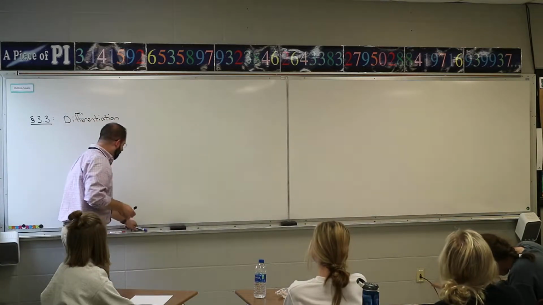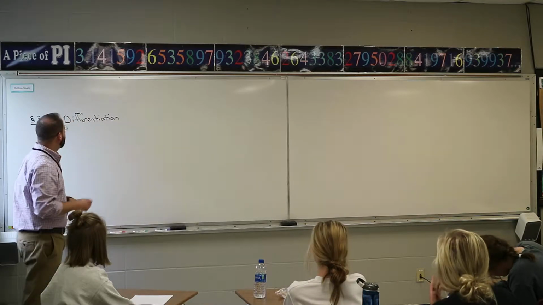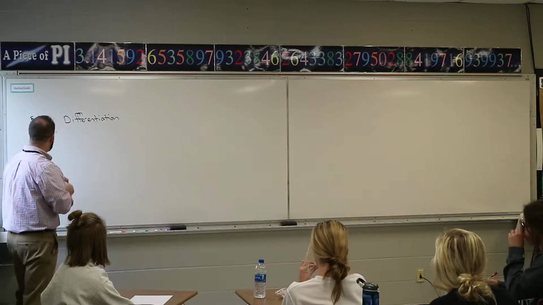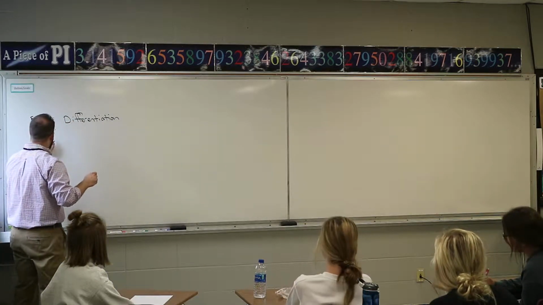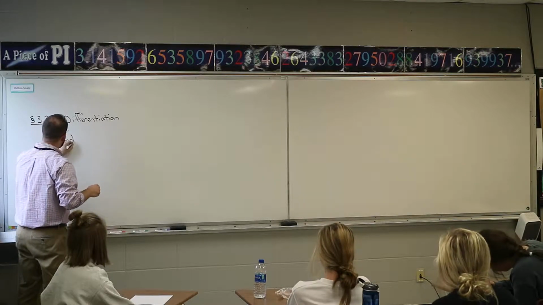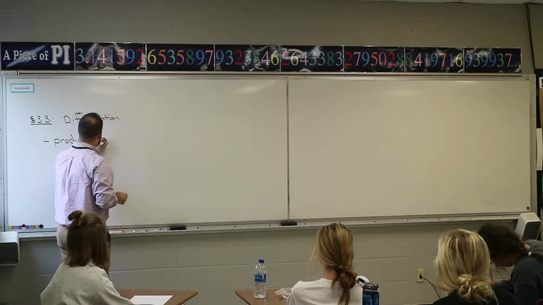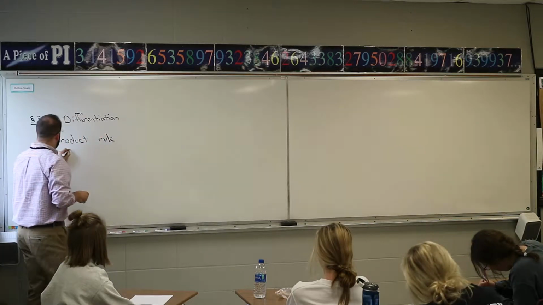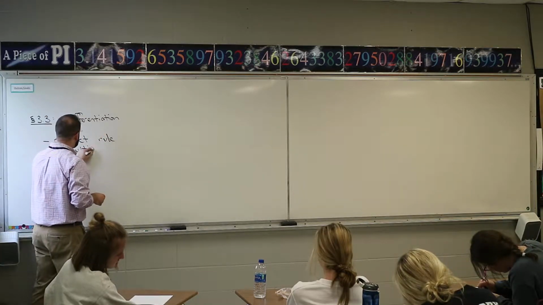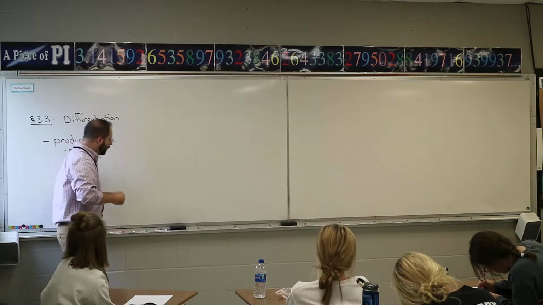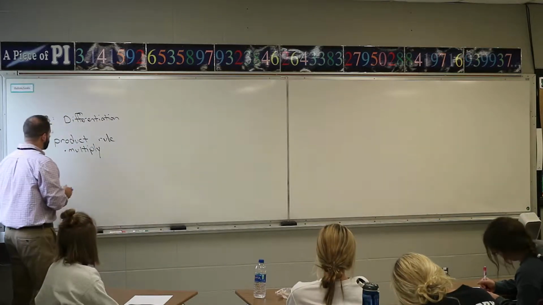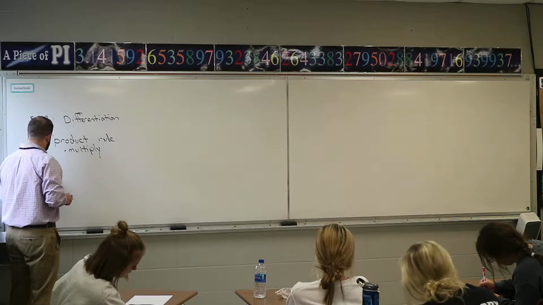All right. So okay. First, what we're going to learn is the product rule. That's going to be our first one. This is the one that probably takes the longest, the product rule. That means multiplying. So that's to multiply. And the second rule is if you do a quotient. So this is the quotient rule.